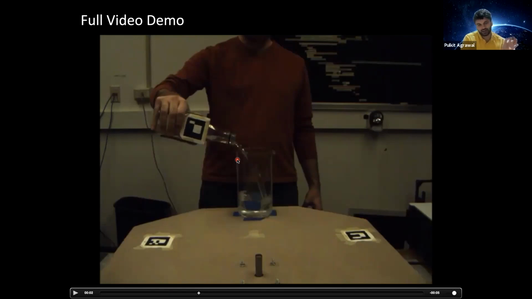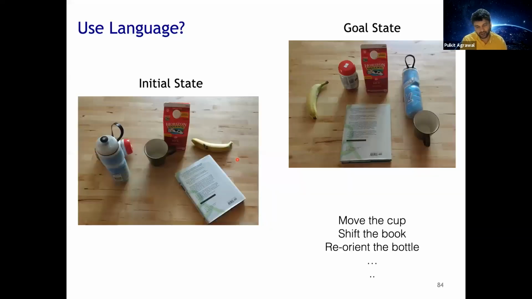The other thing is how you specify the goal. For some tasks, an image is appropriate. For other tasks, a video is necessary. But as you expand the definition of a goal, you can also run into the issue that there's a lot more spurious information that you might need to neglect. Then you might say the way to neglect spurious information is to give a language instruction: move the cup, shift the book, reorient the bottle. But then you run into the issue of how to actually ground these things into actions.